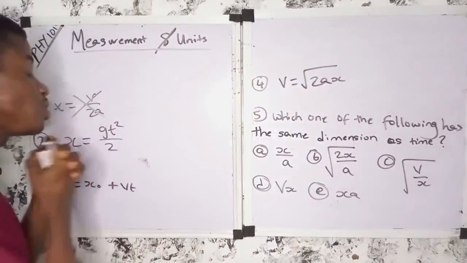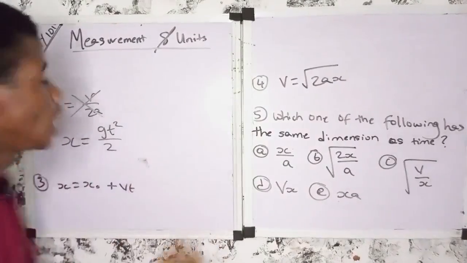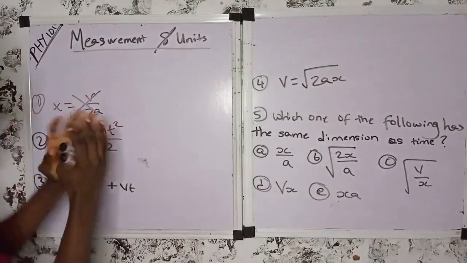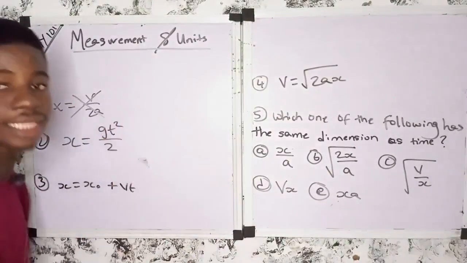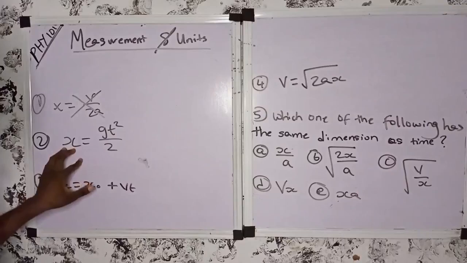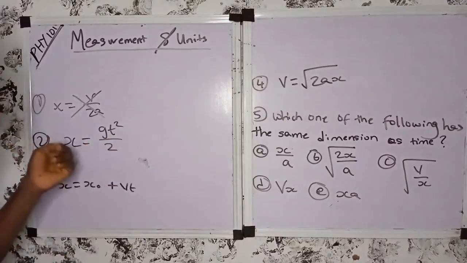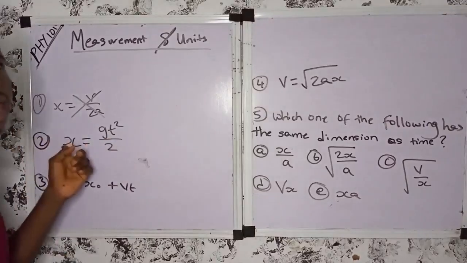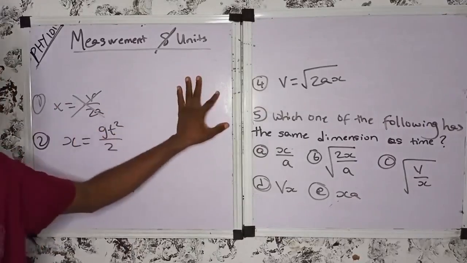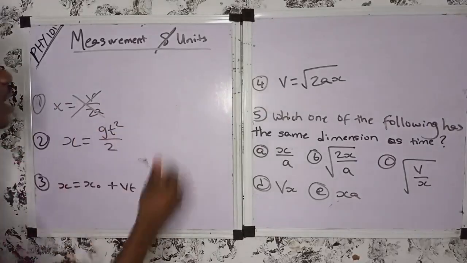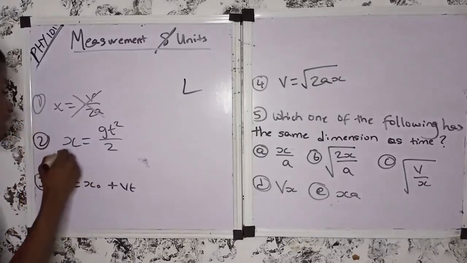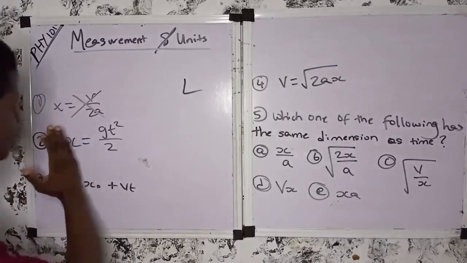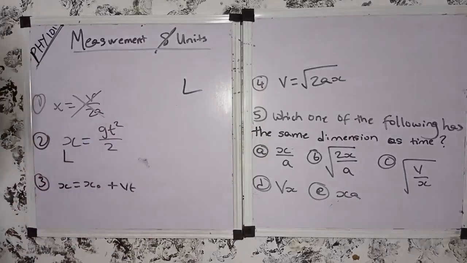Now remember, for an equation to be dimensionally correct, the dimension on the left hand side must equal what? The dimension on the right hand side. Now what is the dimension on the left hand side of this equation? Remember this is x, and x has the same dimension as length. What is the dimension of length? L, right? So the dimension on the left hand side of this equation is L. Now let's move to the right hand side.